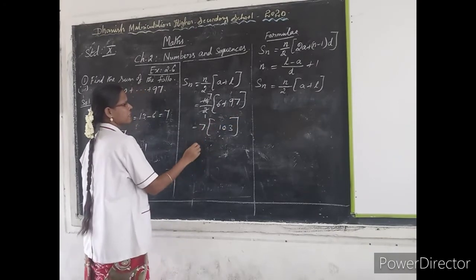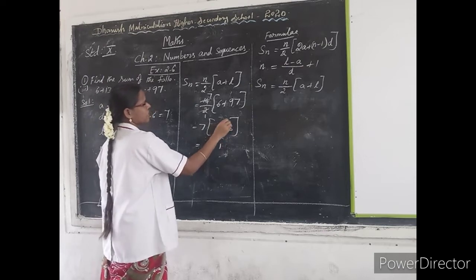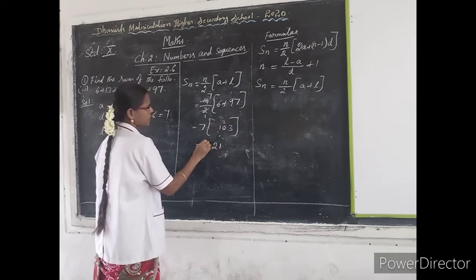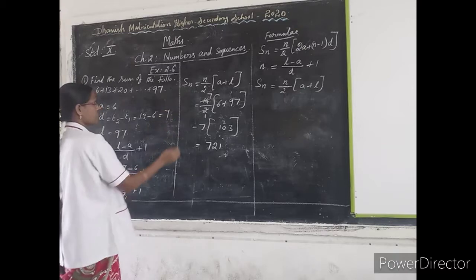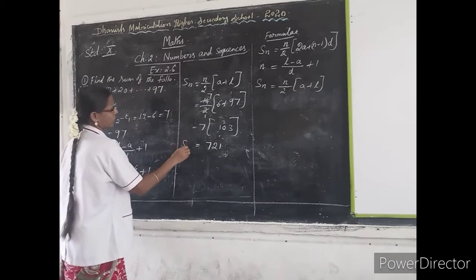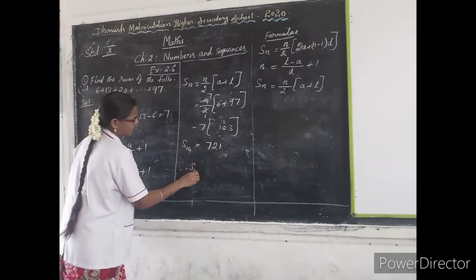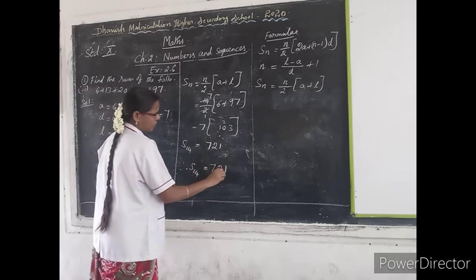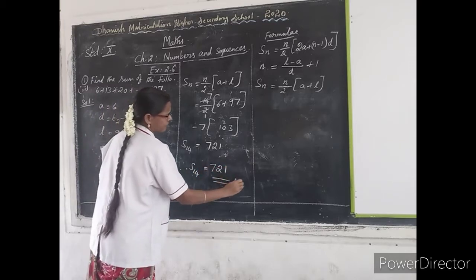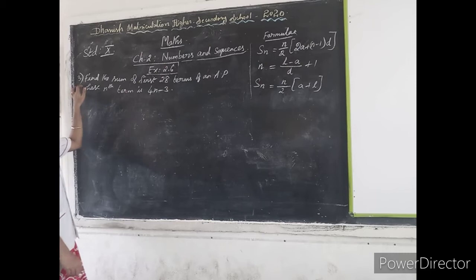103. Now multiply. 7 3s are 21. So 2 7 ones are 7. Therefore n is what? 14. Yes, 14. Therefore, yes, 14 is equal to 721. This is the answer. From exercise 2.6, question number 3.